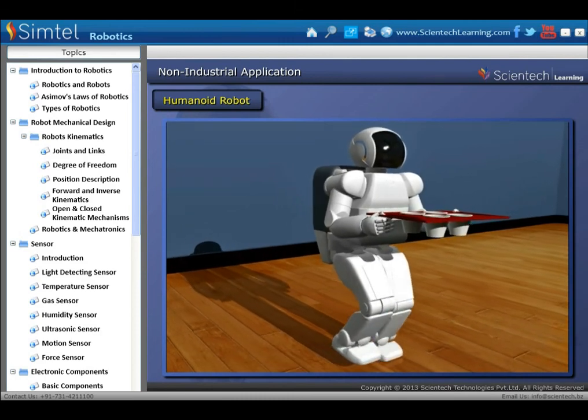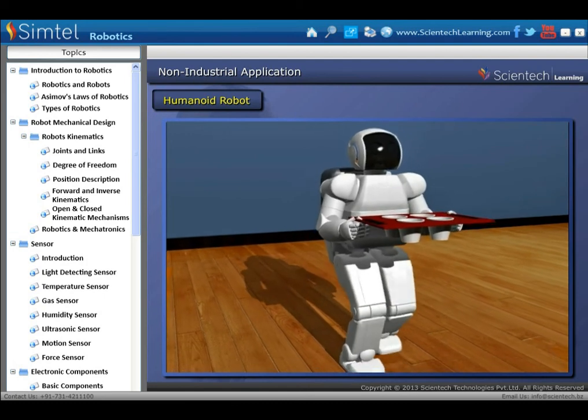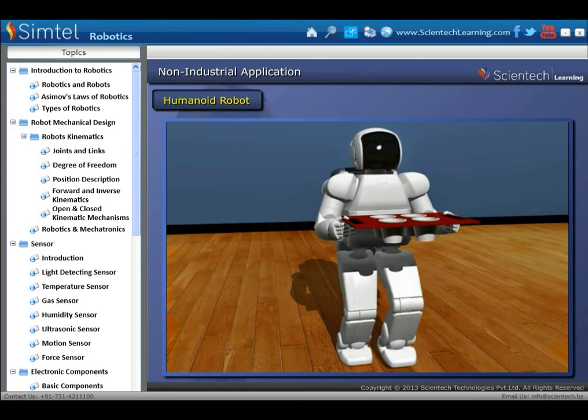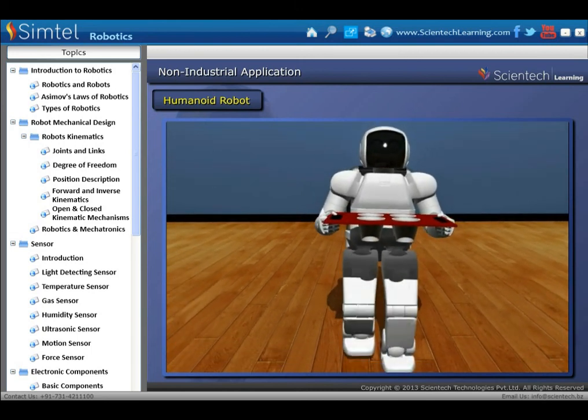Some humanoid robots can move in synchronization with a person and accurately receive or hand over a tray by detecting the movement of a person through its camera eyes and sensor.